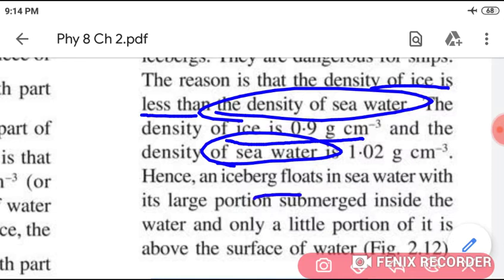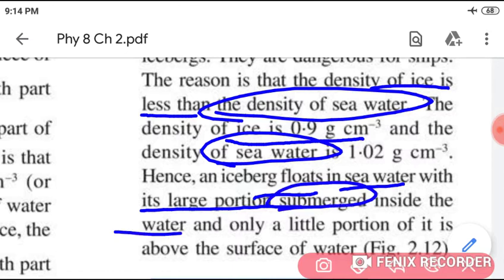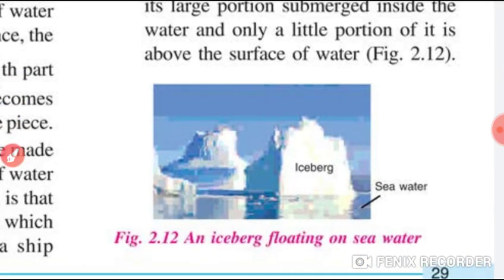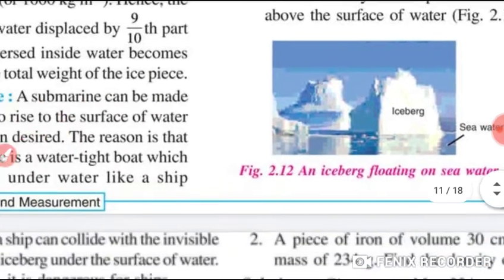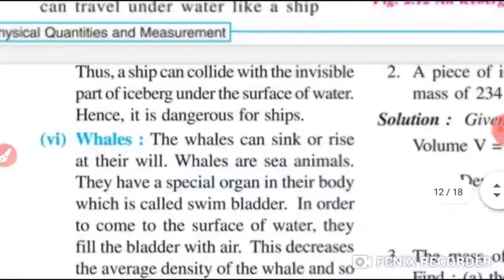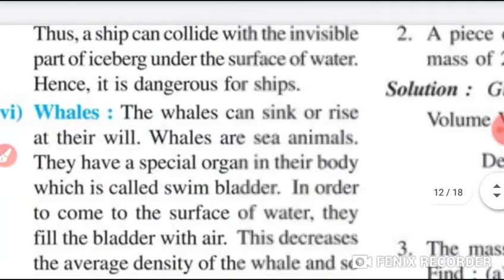So, icebergs float in seawater with a large portion submerged inside the water. Only a little portion of it is above the surface of water. Are you seeing this in the diagram? Now, a ship can collide with the invisible part of an iceberg under the surface of water. Hence, they are very dangerous for ships.